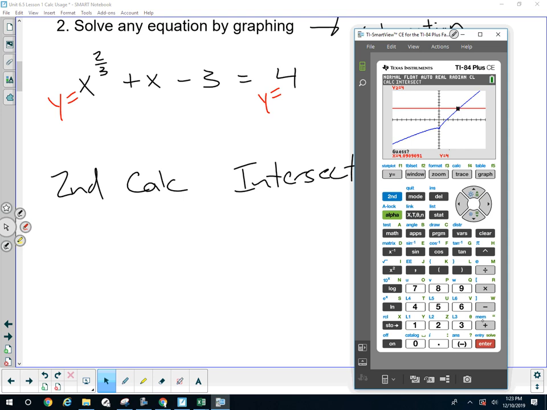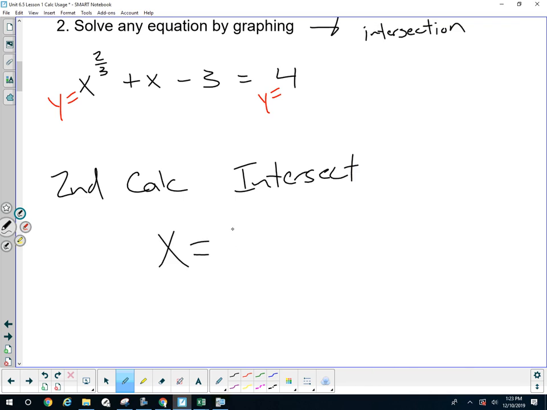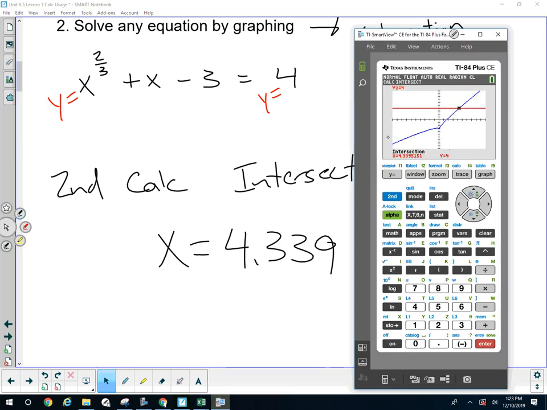And the last thing is guess. Make sure you press enter until it says intersection. And this is my solution, 4.339. But again, it does not have to be a number. We could literally say, maybe the right side was x squared minus 4. And all of a sudden, we can find these solutions.